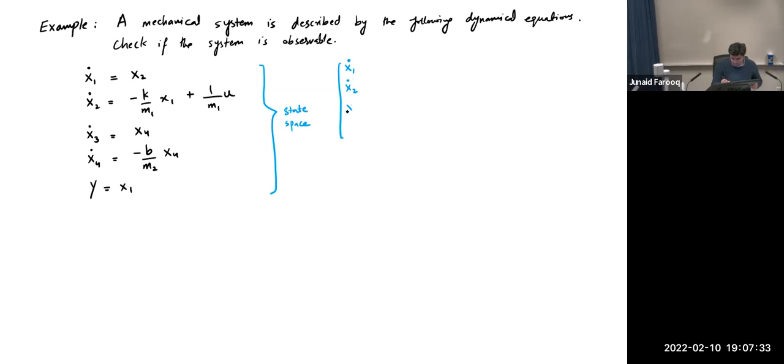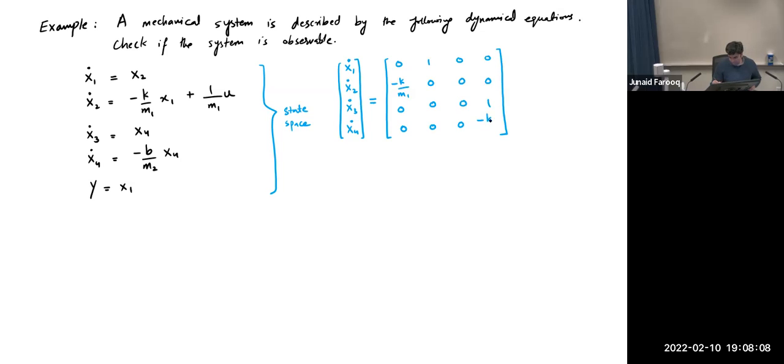So it's x1 dot, x2 dot, x3 dot, and x4 dot. This can be written as a 4x4 matrix. So we have 0, 1, 0, 0. And then we have minus k over m1, and all zeros. And then we have 0, 0, 0, 1. And finally 0, 0, 0, minus b over m2.